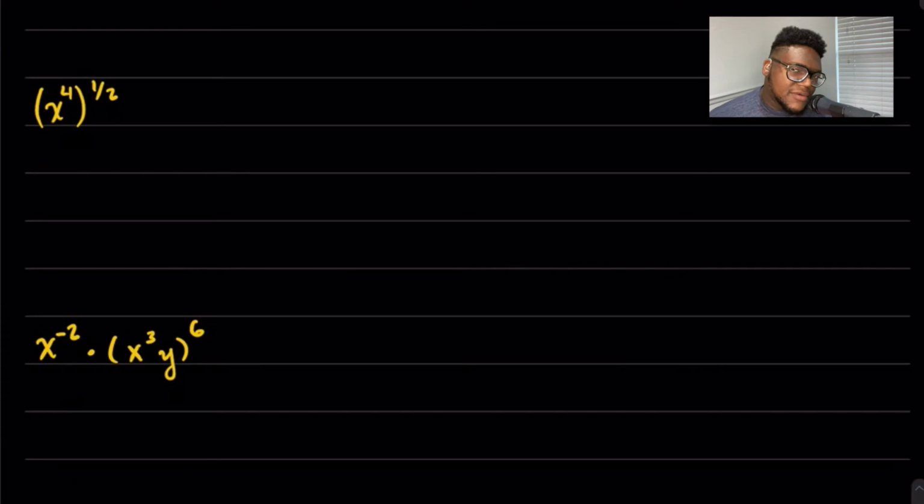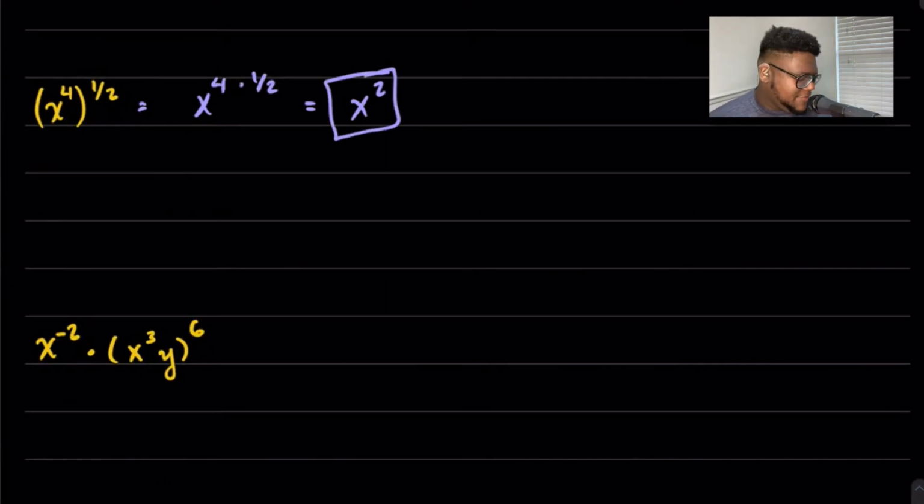Okay, so now we're gonna go ahead and knock this one out. So we got x to the 4th to the 1/2. So what we're gonna do is we're gonna say, okay, this is basically x to the 4th times 1/2. Well, what's 4 times 1/2? x squared. Not too bad.